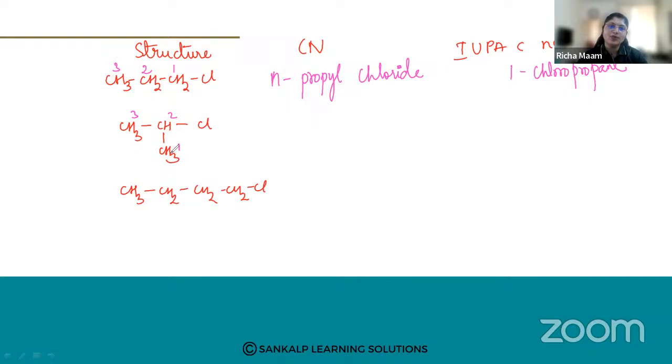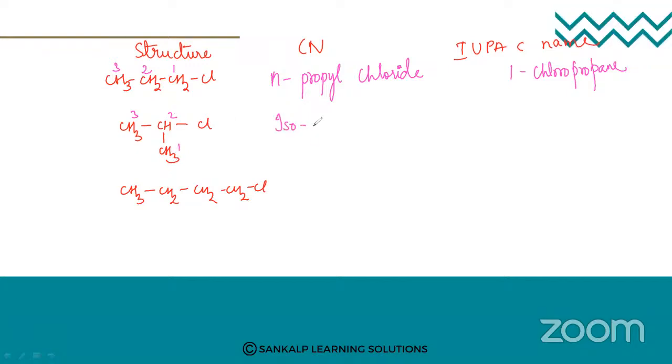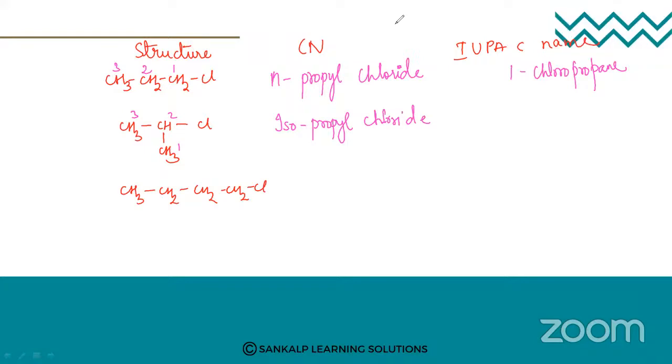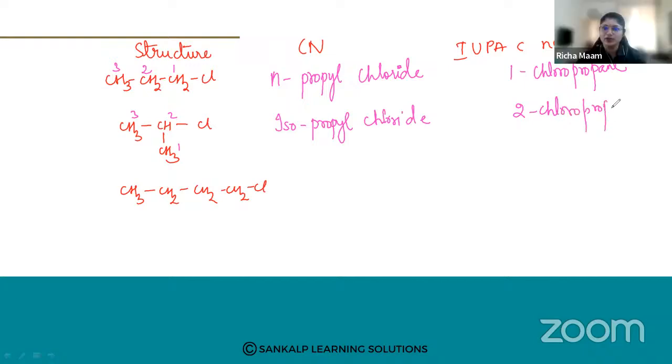So this is in the form of branch. So it is iso. Isopropyl chloride. Yes, isopropyl chloride. Good. Now, in the IUPAC system, at what position is the chloro substituted? 2. Yes, so it is 2-chloropropane. Good.